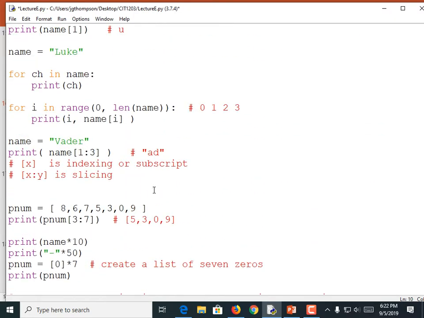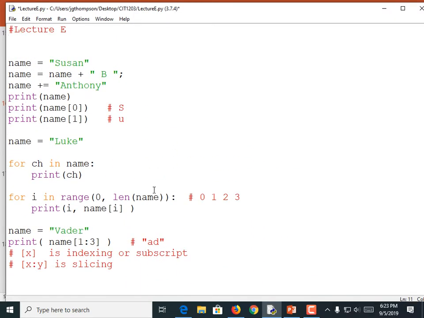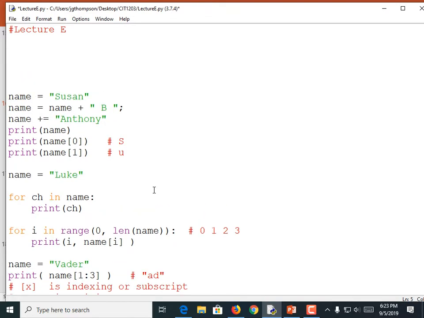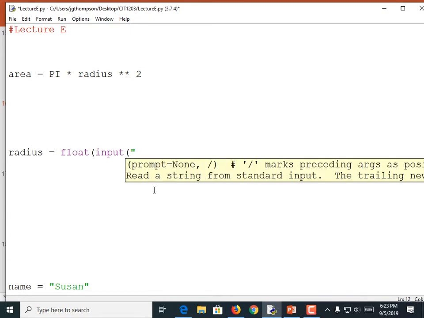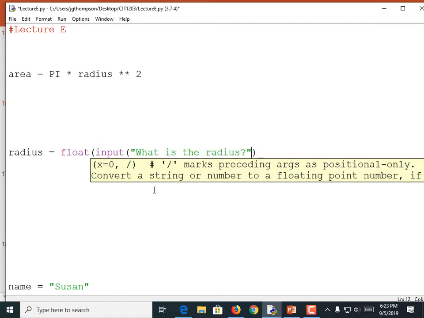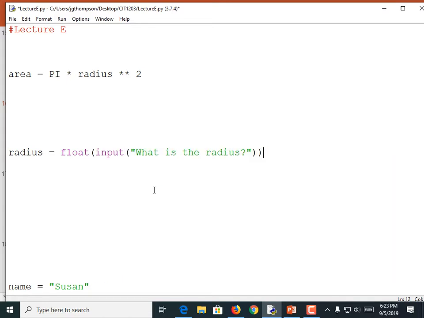But if I give you a formula for calculating the radius, sometimes people will put that formula right at the very top. So if I want to calculate the area of a circle, the area is equal to pi times radius to the power of 2. They put that at the top, and then later on in their code, they ask for the radius. Radius is equal to float(input("What is the radius?")). Or they do it in some longer format than that, which is fine. You can do that in 3 statements rather than 1.